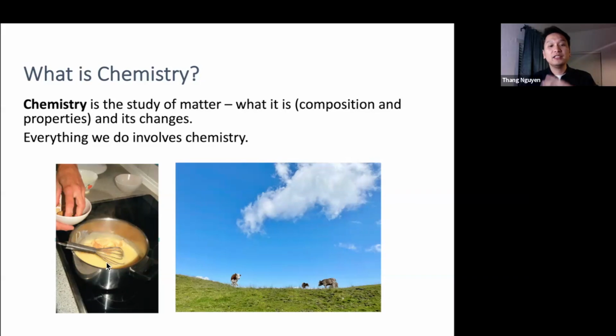Or the chemistry in the food itself, like this cheese, right? When you add heat to it, it changes its shape. For example, solid becomes a liquid, or even the chemistry of how that cheese was made, right? It was fermented from milk, right?